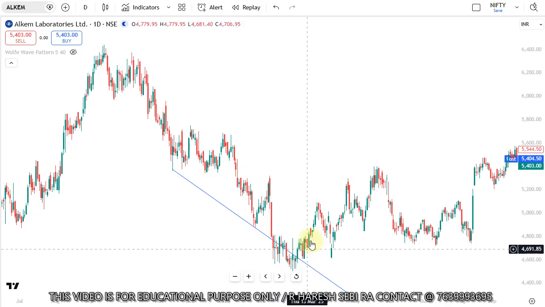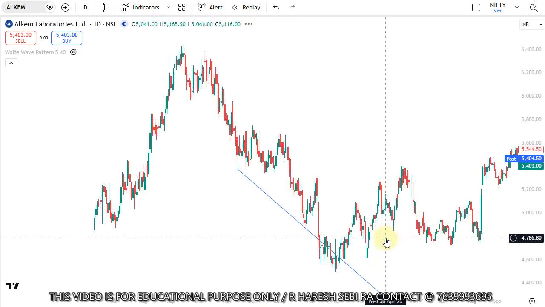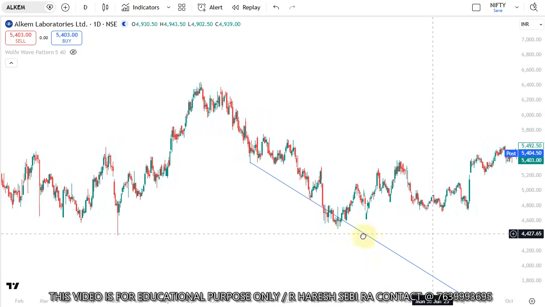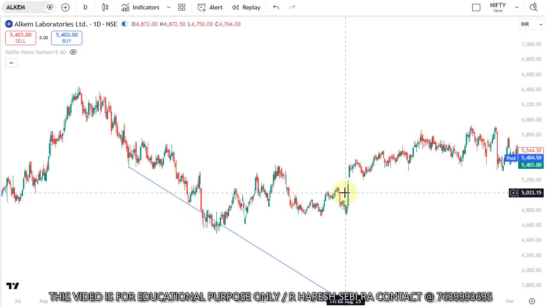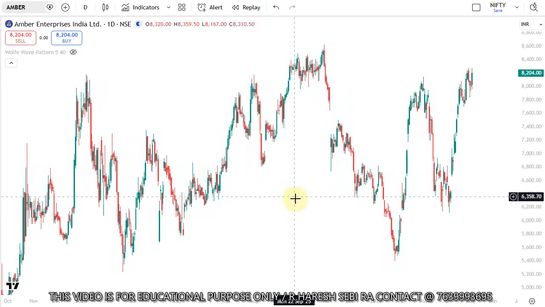When the price is going inside the trend line, we get the entry. Stop loss is below this swing low. Mostly this will become a reversal area, so the risk reward will always be better in this Wolfe wave strategy. We are going to another stock. See here, there is no Wolfe wave.